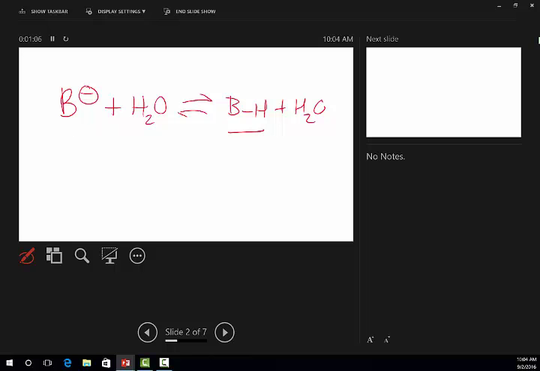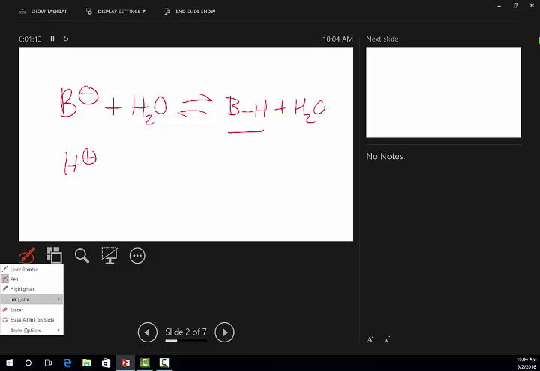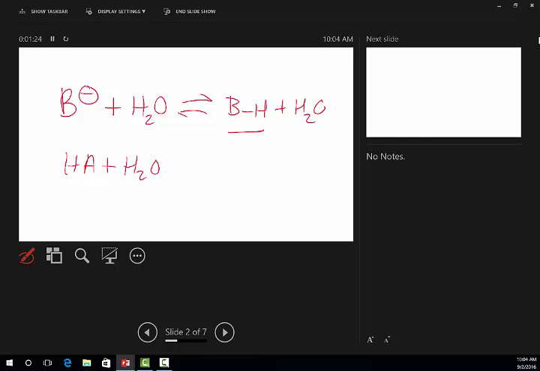And for the acid, if we have HA, and that reacts with water to form H3O plus and an A minus, this is our acid and that's the conjugate base of that acid. So both of these are weak. These are weak systems because they're partially dissociating.